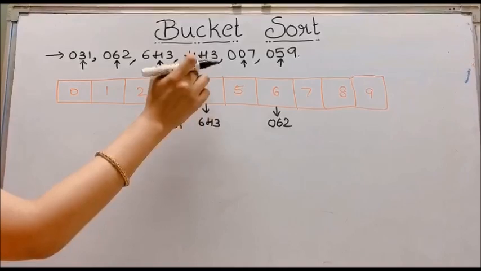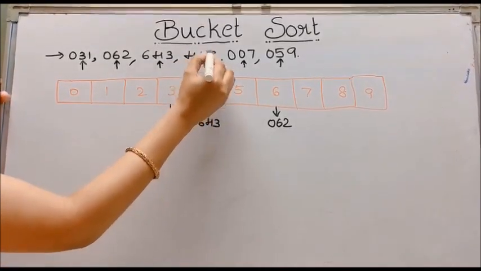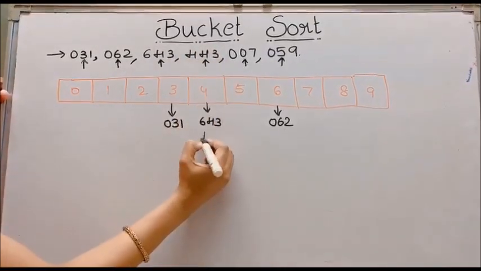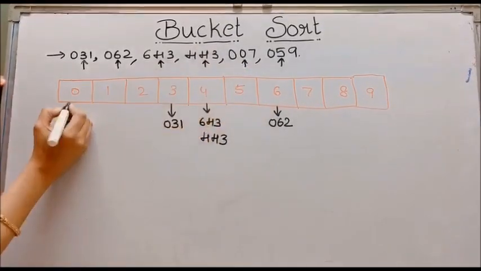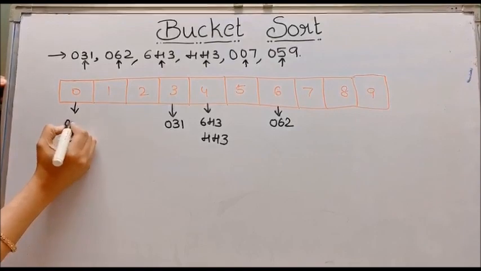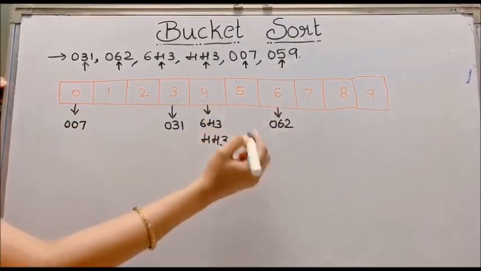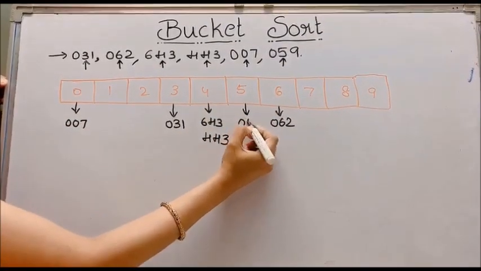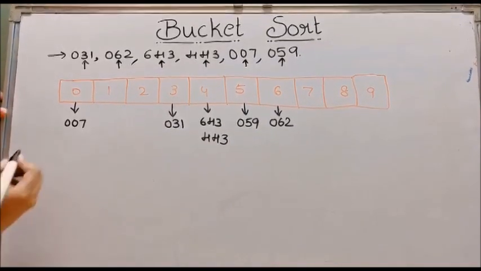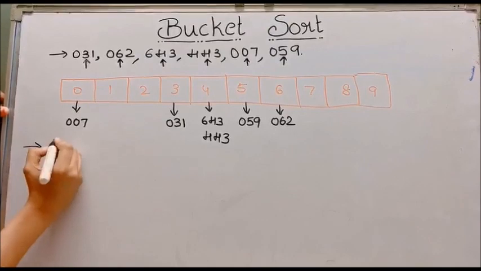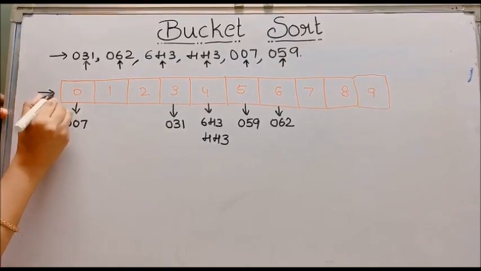643. Next also, the middle bit has 4, so it should be stored in the fourth bucket. Next, 007, 0th bucket. Next, the last one is 059. So, after this iteration, the output array will be starting from 0 to 9.